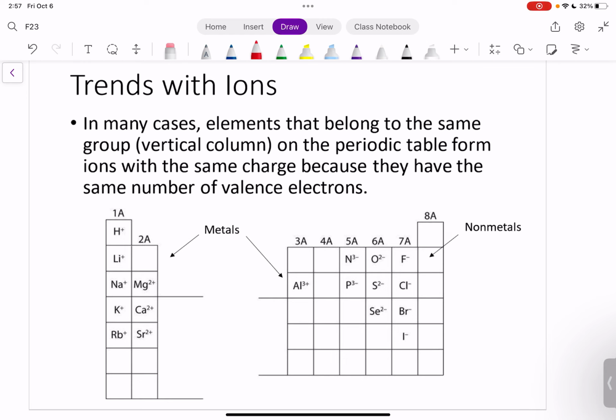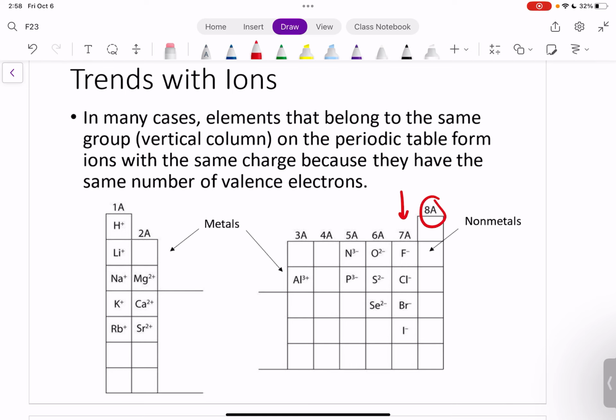And chlorine's not alone. It turns out that a lot of times elements that belong in the same group or vertical column, they're going to form ions with the same charge because they have the same number of valence electrons. So looking at that column that I've drawn an arrow to, where our chlorine is, right? Chlorine wants to gain 1 electron because it's already got 7, and it just wants to gain 1 more so it can be like those awesome noble gases.